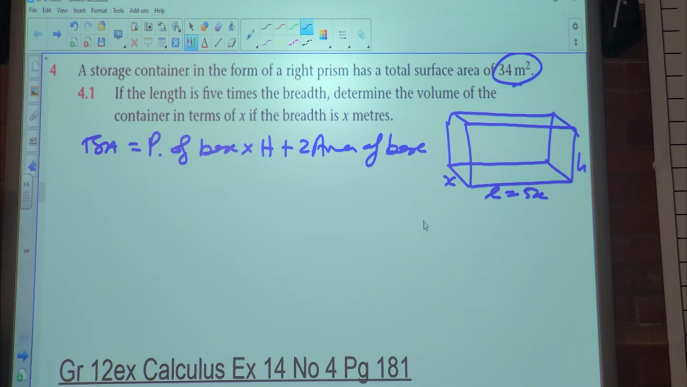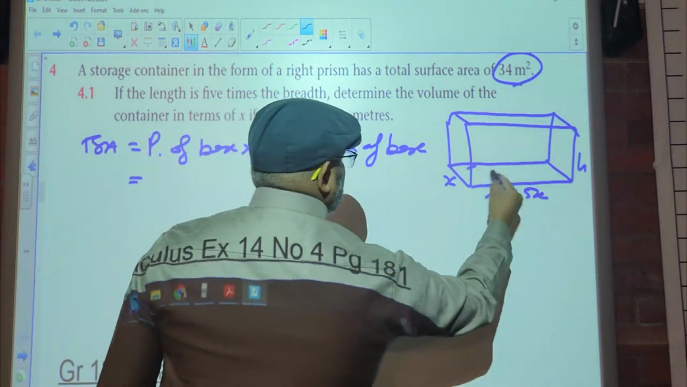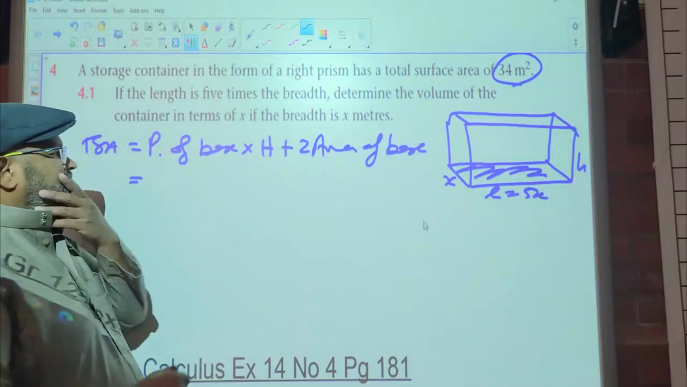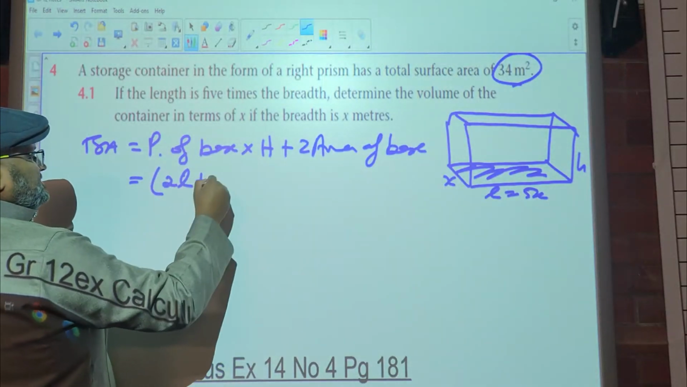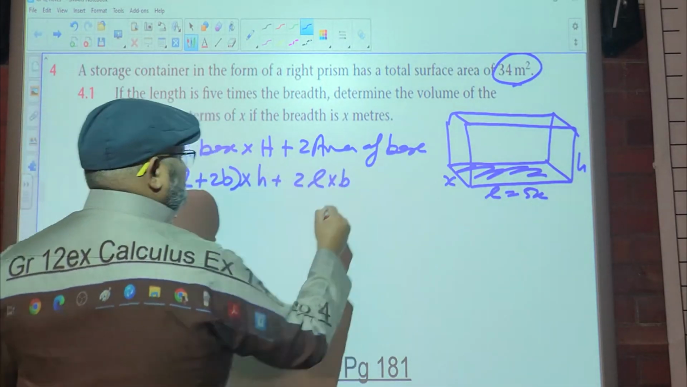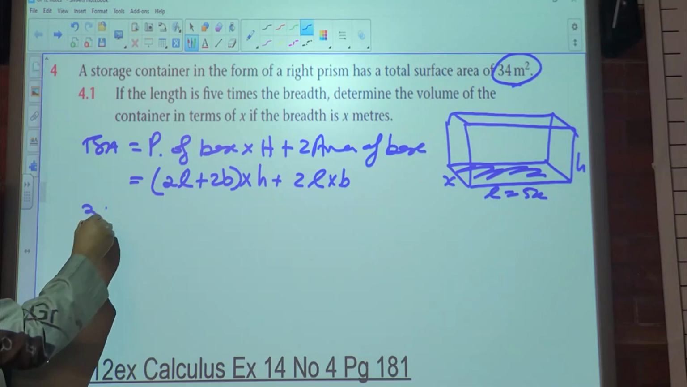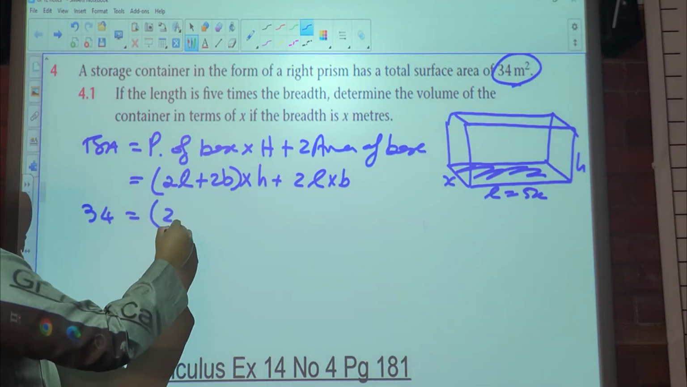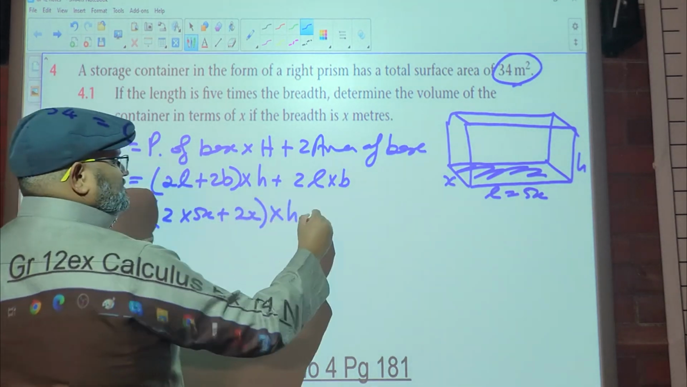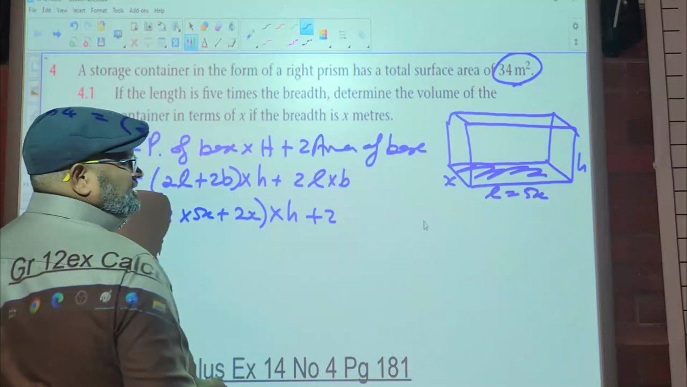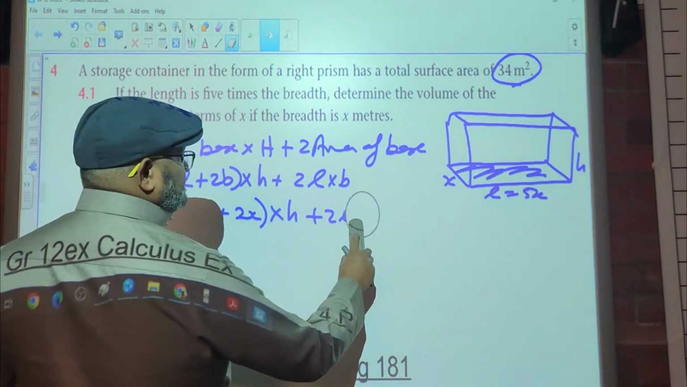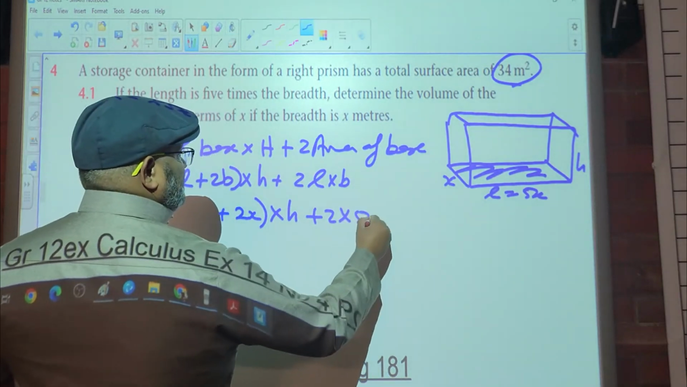So how do you calculate the perimeter of this base? That is of course your base now. How do you calculate the area of a rectangle? So it will be 2 length plus 2 breadth times height plus twice area of base, which is length times breadth. Now of course your total surface area is 34, equal to 2 times (your length is 5x and your breadth is x), times your height h, plus twice area of base, which is length times breadth, 5x and x.